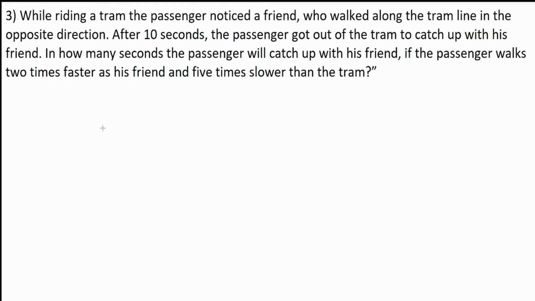So here we have a question. While riding a tram, the passenger noticed a friend, who walked along the tram line in the opposite direction. After 10 seconds, the passenger got out of the tram to catch up with his friend. In how many seconds the passenger will catch up with his friend if the passenger walks 2 times faster than his friend and 5 times slower than the tram?